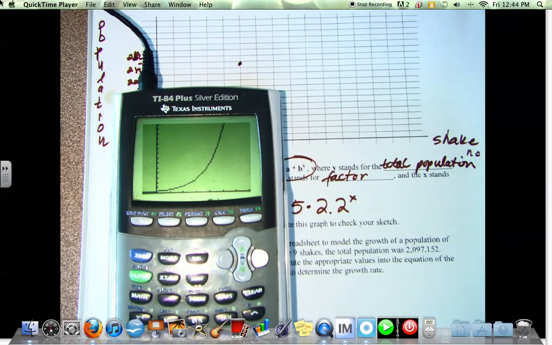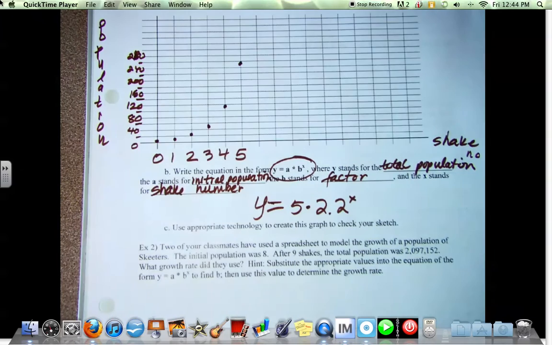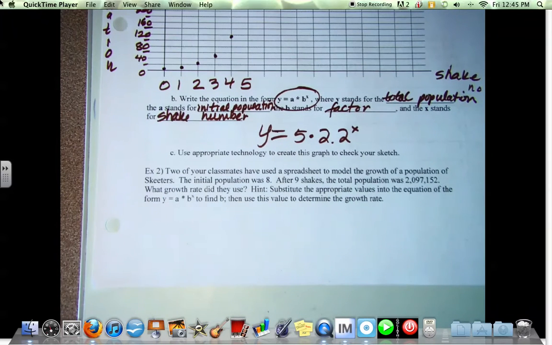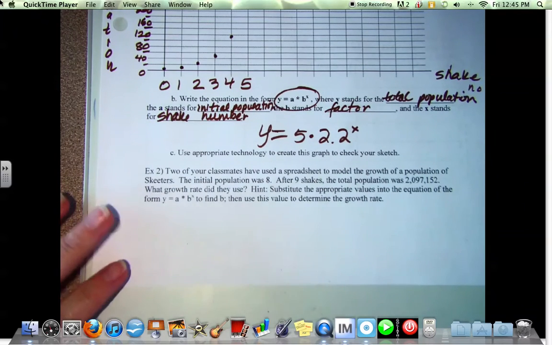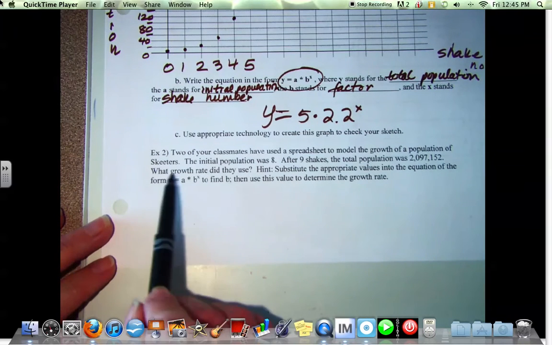Okay, so does our graph that we created on the grid paper look the same as what we've got on the calculator? Yes. Okay, good. All right, two of your classmates have used a spreadsheet to model the growth of a population of skeeters. The initial population was 8. After 9 shakes, the total population was 2,097,152. What growth rate did they use?